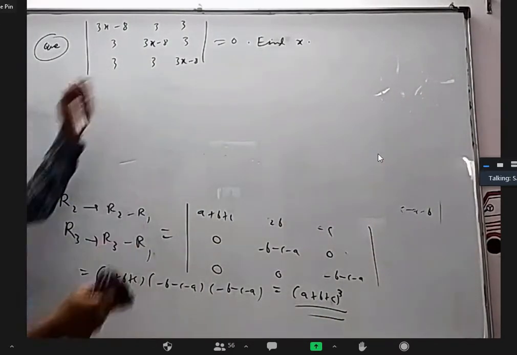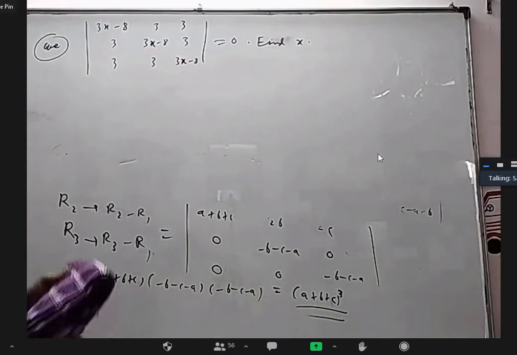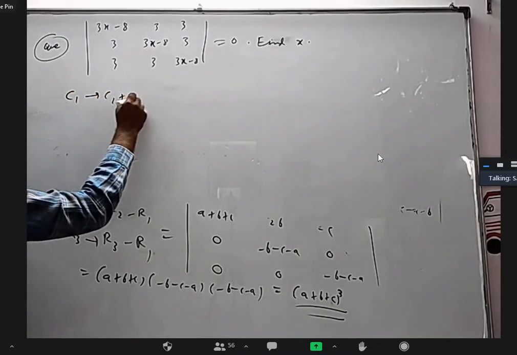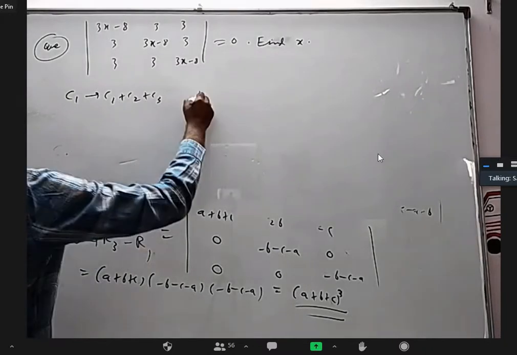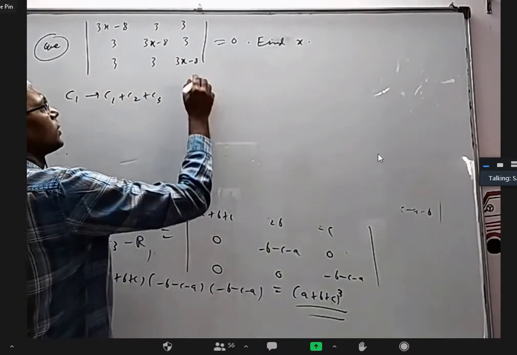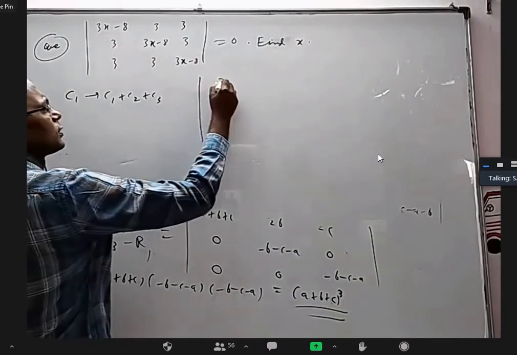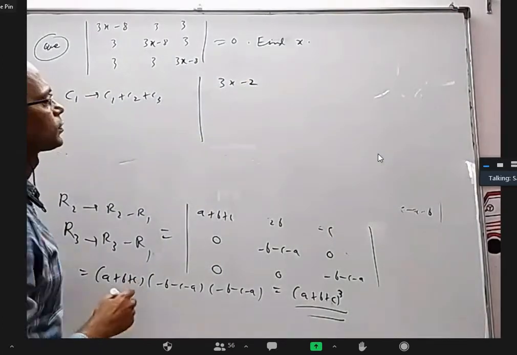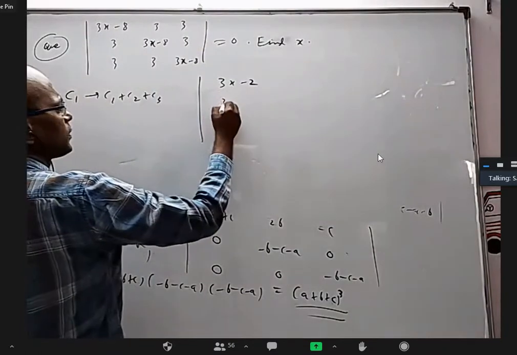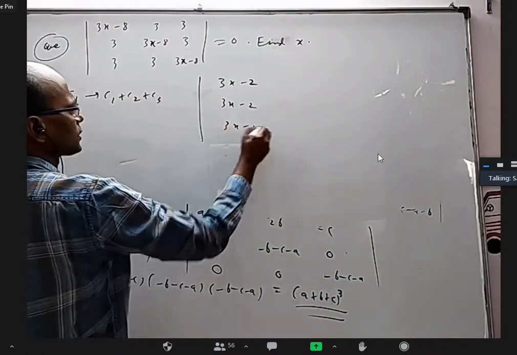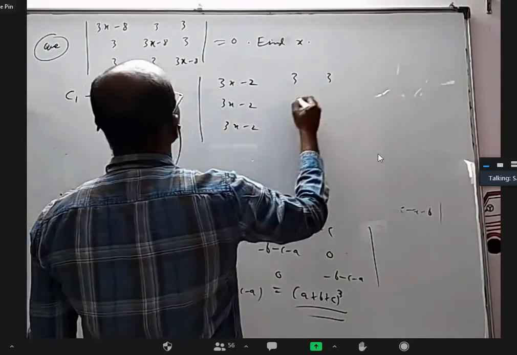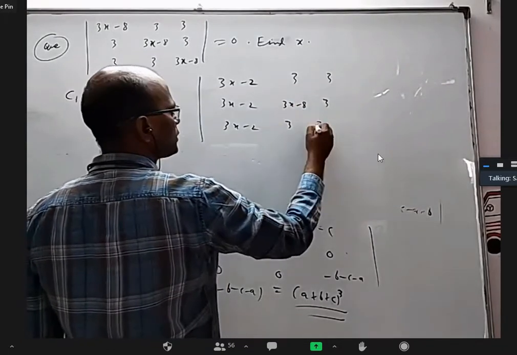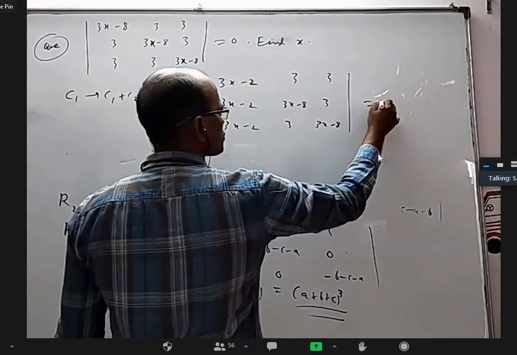Here you can add all the rows or all the columns, it doesn't matter. Column 1, I can write as column 1 plus column 2 plus column 3. Then what will happen? You'll get 24 by 9, which means 8 by 3. 24 by 9 is 8 by 3. If you add all, 3x minus 2, 3x minus 2, 3x minus 2, 3x minus 8 and 3x minus 8 equal to 0.